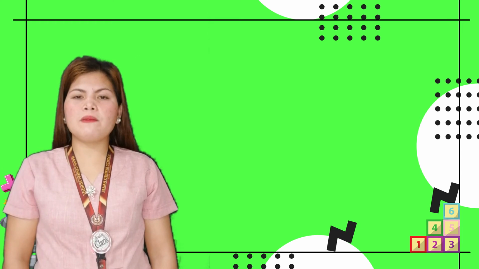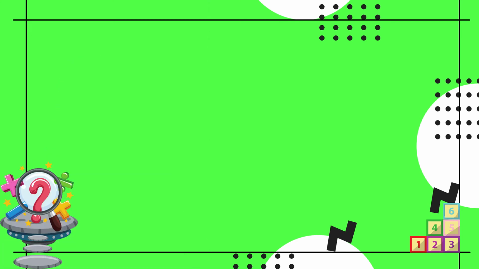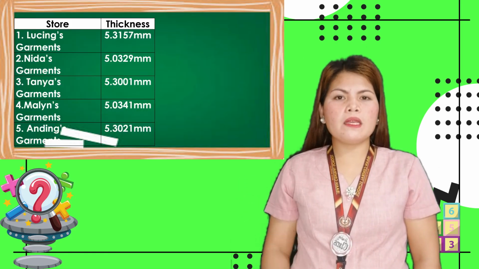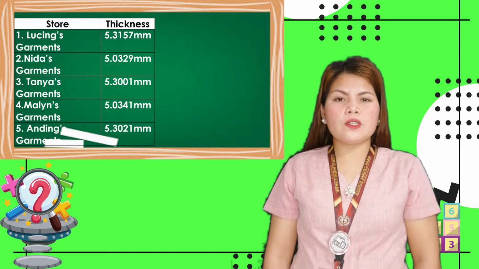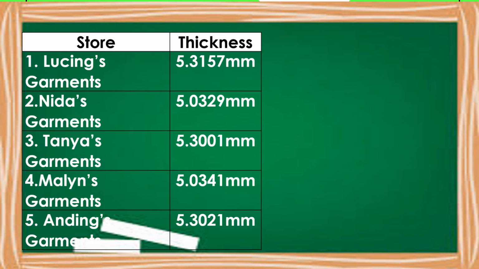I have a friend who loves to collect different woods from our town. One day, she thinks of measuring its thickness. Using the table, what is the place value of 3 in each number? I will give you 3 minutes to answer this. Time's up. Let us answer.